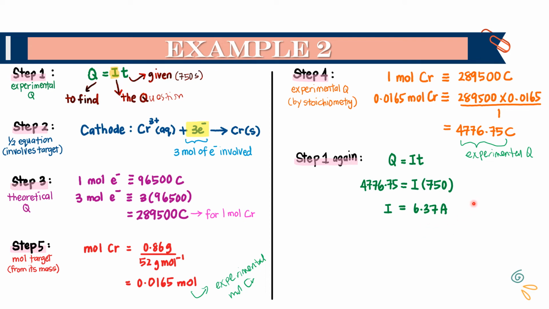Make sure final answer wajib mesti ada unit. Letak unit yang betul lah. Tak ada unit, tak ada markah jawapan akhir. Awak cuma akan dapat markah jalan kerja sahaja. Okay, so that's it for example 2.